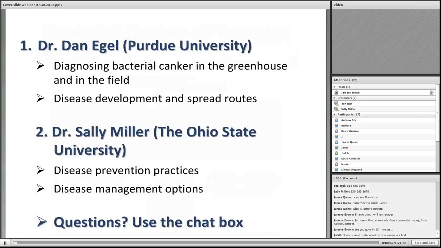So this is how we are going to proceed. For the first 30 minutes, 40 minutes, Dr. Dan Egel from Purdue University is going to be presenting on how to diagnose bacterial canker in the greenhouse and in the field. And then he will continue describing the disease development and spread routes.